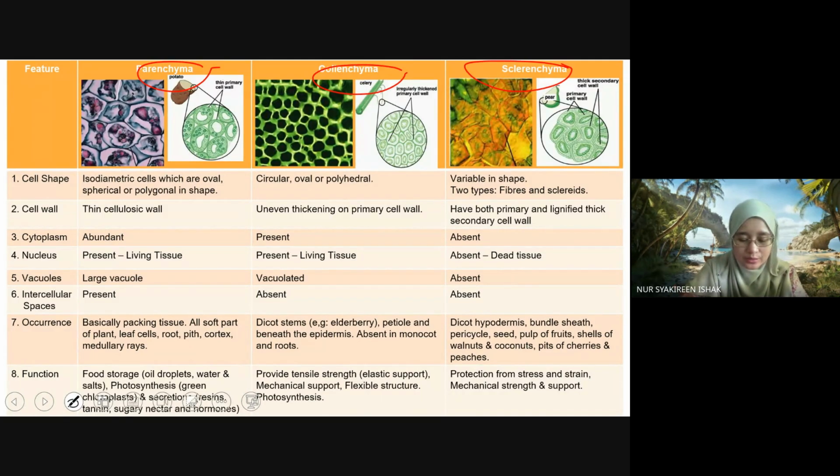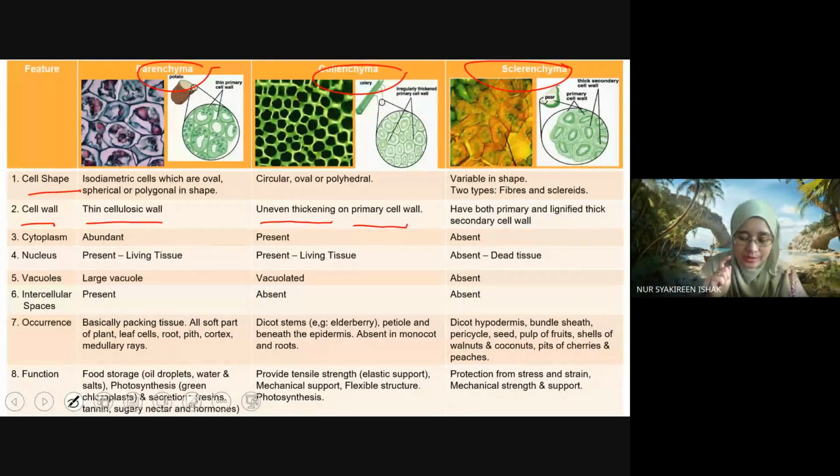So you can go through this table to look at the difference in the cell shape forms. Can cell wall, as you can see for the parenchyma, it has thin cell wall. Can, and then for the collenchyma, it has uneven thickening on primary cell wall. Sclerenchyma have both a primary and lignified secondary cell wall. All these feature between parenchyma, collenchyma, and sclerenchyma, you have to know the differences.